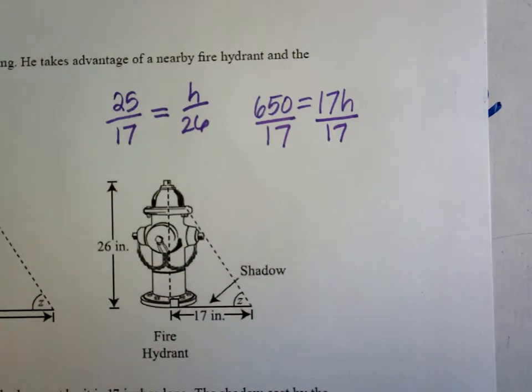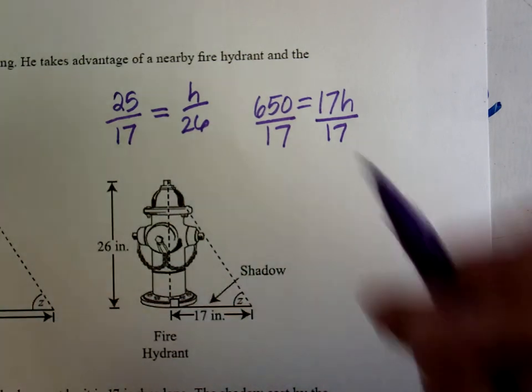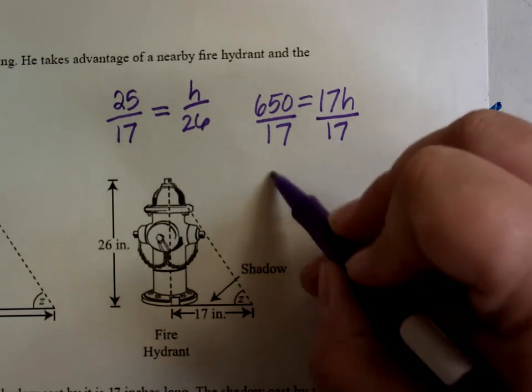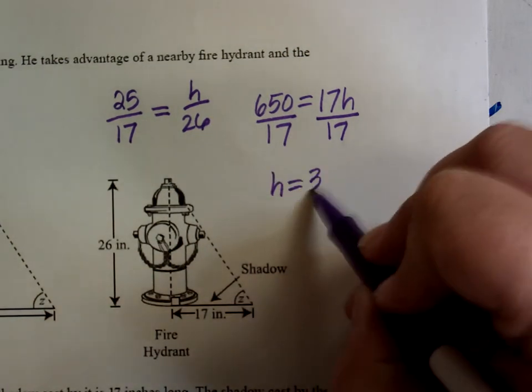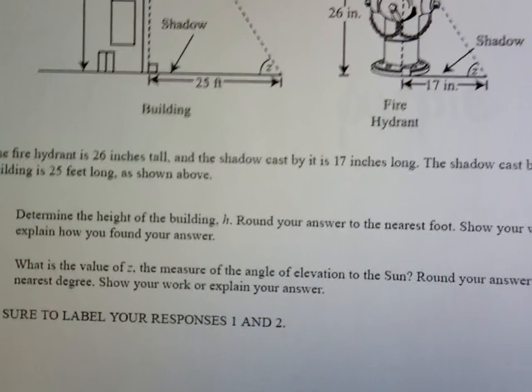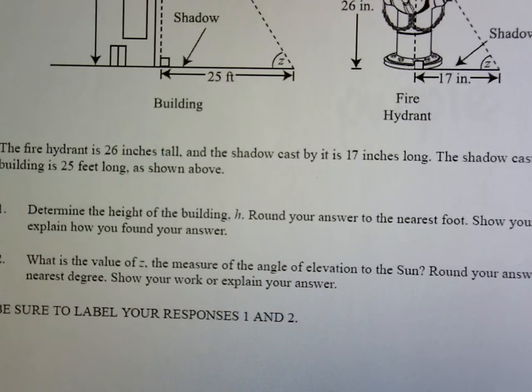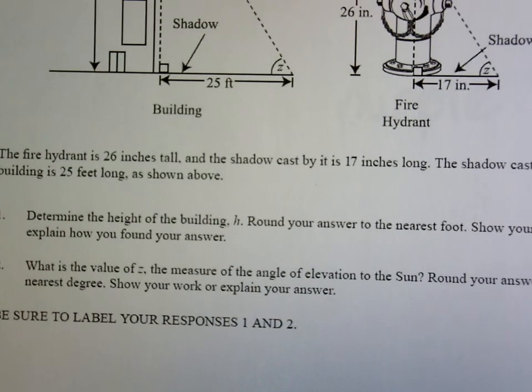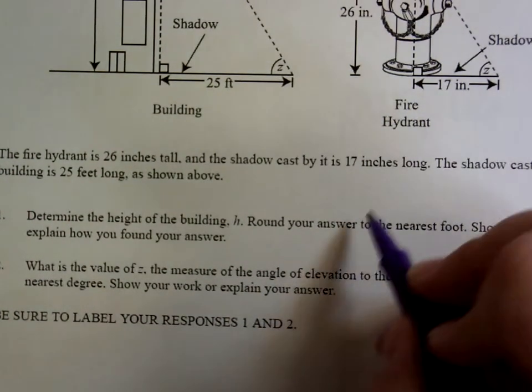And 650 divided by 17. I don't know why I'm pressing so many wrong digits today. Gives me 38.2. So h equals 38.2. All right, so that's part one. Determine the height of the building, h. Round your answer to the nearest foot, so that's 38. So 38 feet.